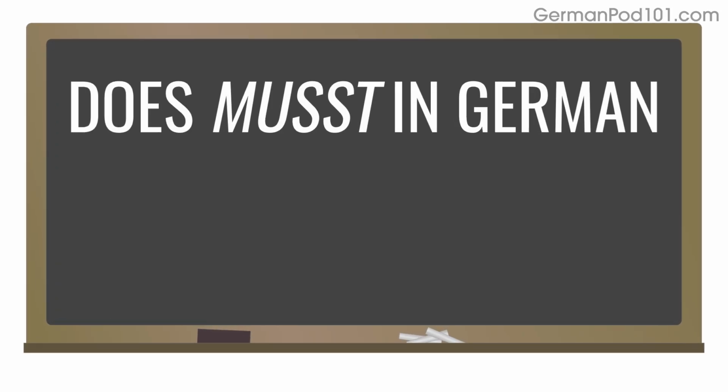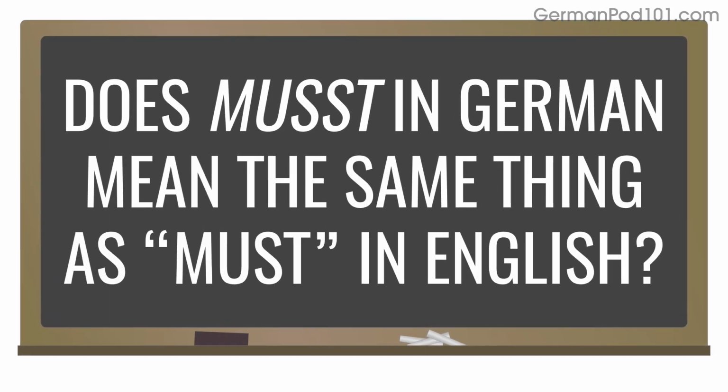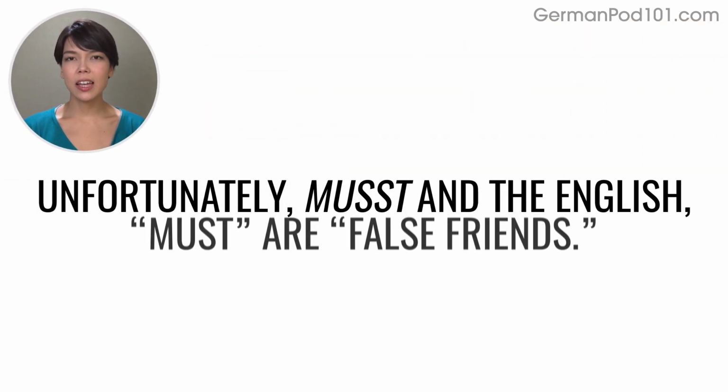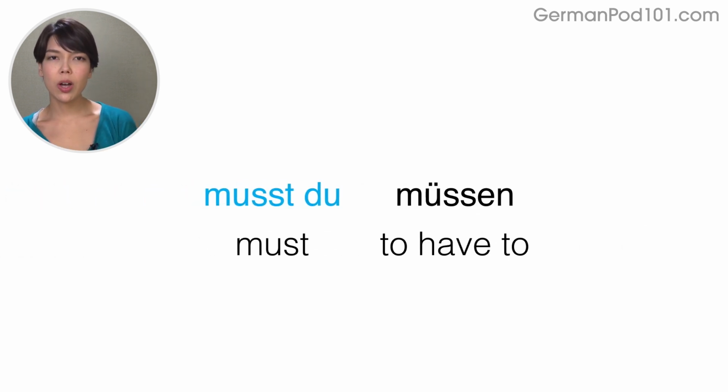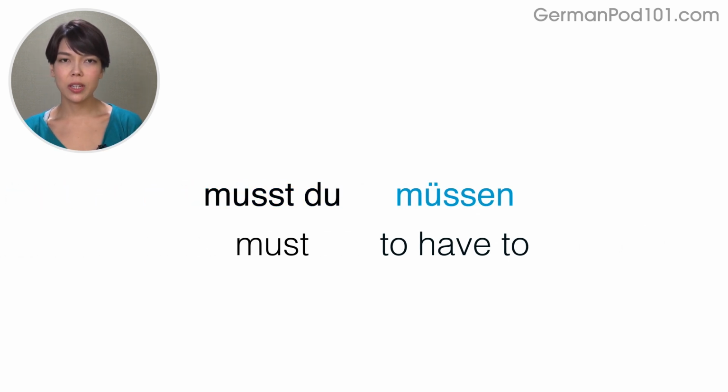How was it? Pretty interesting, right? Does "muss" in German mean the same thing as "must" in English? Unfortunately, "muss" and the English "must" are false friends. That means they sound similar, but they actually mean something a little different. "Musst du" comes from the verb "müssen," which means to have to. In some cases, it can be translated as must. However, the word must has a much stronger connotation in English than it has in German.